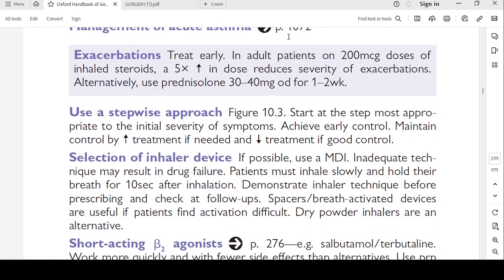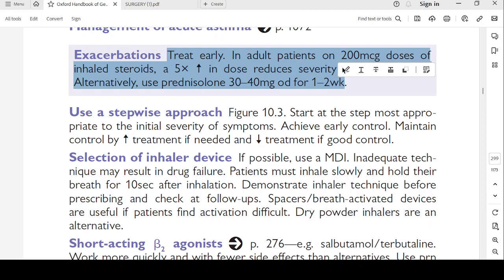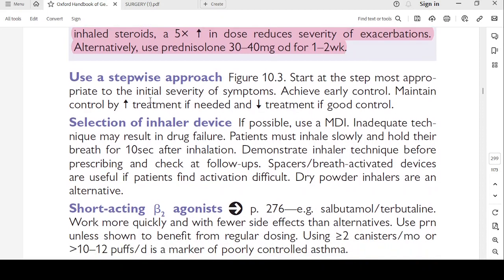Exacerbations. Treat early. For patients on 200 microgram doses of inhaled steroids, in adult patients on 200 micrograms of inhaled steroids, a 5 times increase in dose reduces the severity of exacerbations. Alternately, use prednisolone 30 to 40 milligrams OD for 1 to 2 weeks. So, in any case of asthma exacerbation, you are supposed to start 30 to 40 milligrams OD prednisolone for 1 to 2 weeks. Most usually, they are saying 5 days.